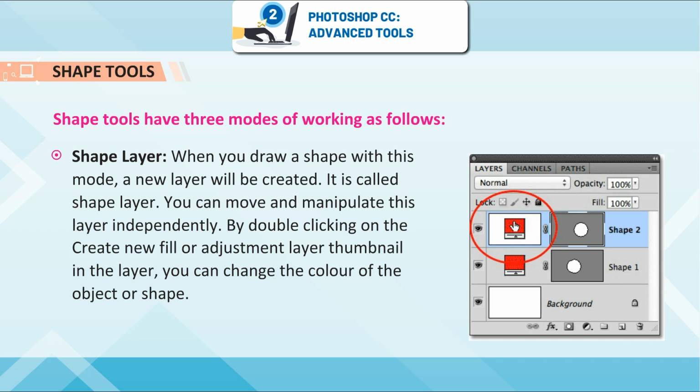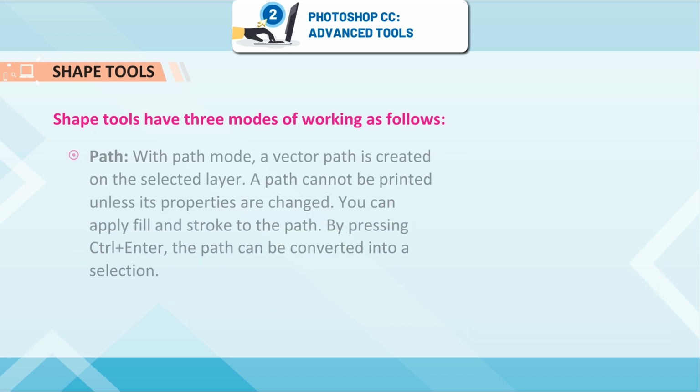It is called shape layer. You can move and manipulate this layer independently. By double-clicking on the Create New Fill or Adjustment Layer thumbnail in the layer, you can change the color of the object or shape.